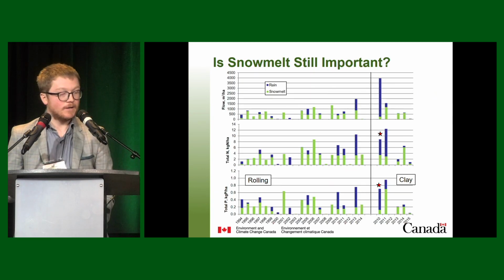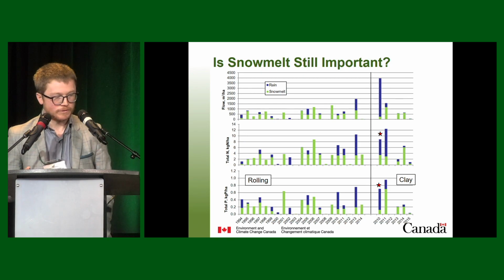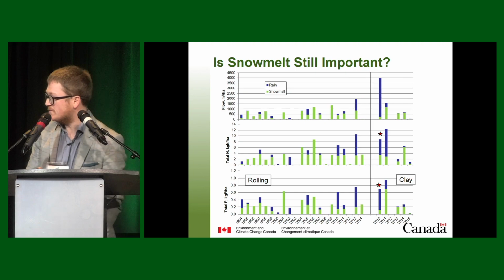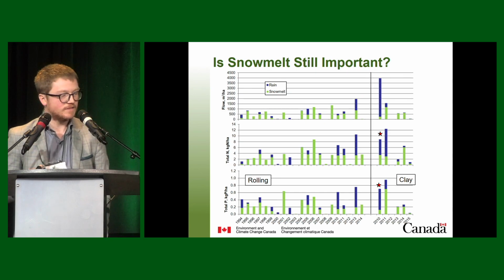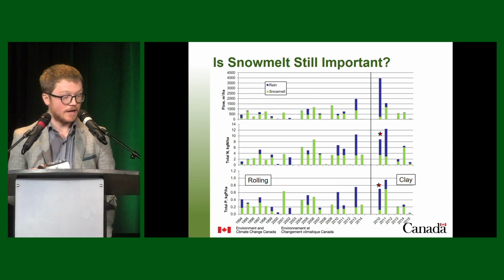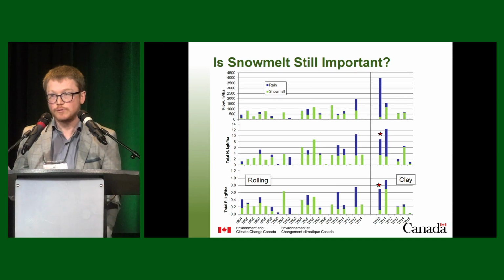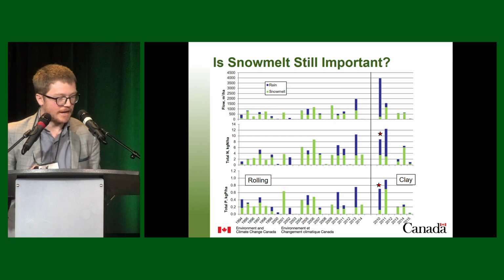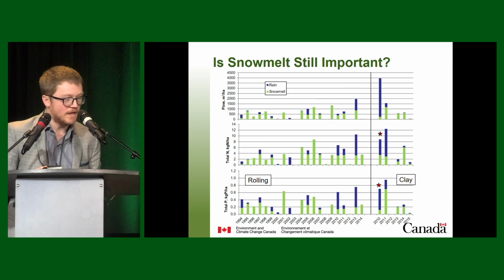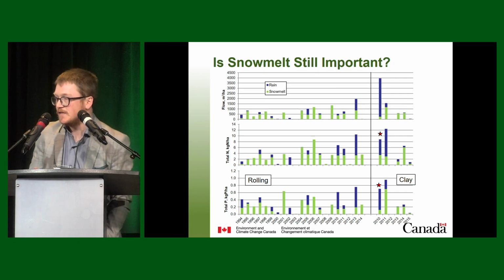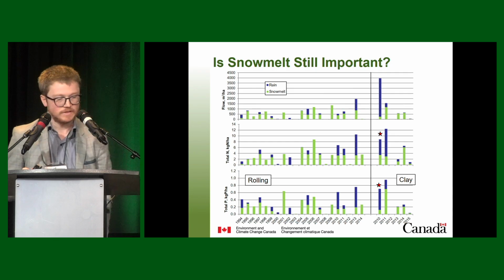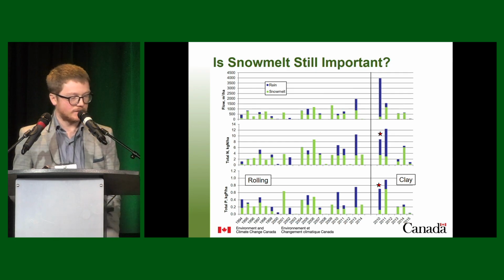The question then becomes, is snowmelt important? And so I have a couple figures here on the screen. What I want you to focus on at the bottom: we have two different locations, or two different periods of time, I should say, relating to two locations that we're looking at. On the left side, you can see it's labeled as rolling topography, and on the right side, you can see it's a relatively level topography with clay texture. These are two sites from Manitoba.